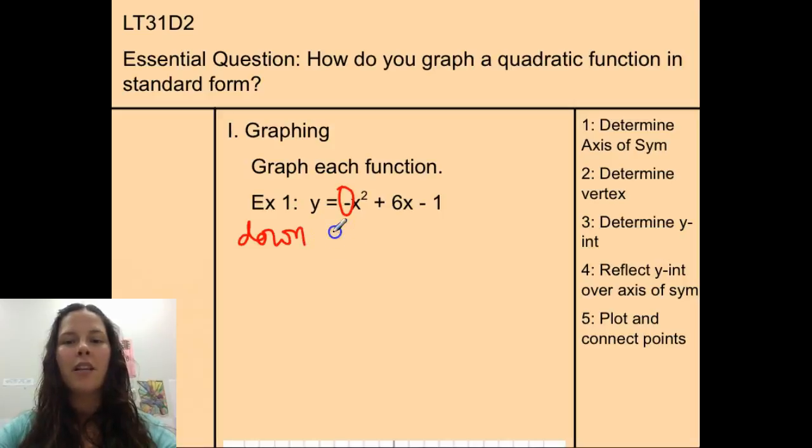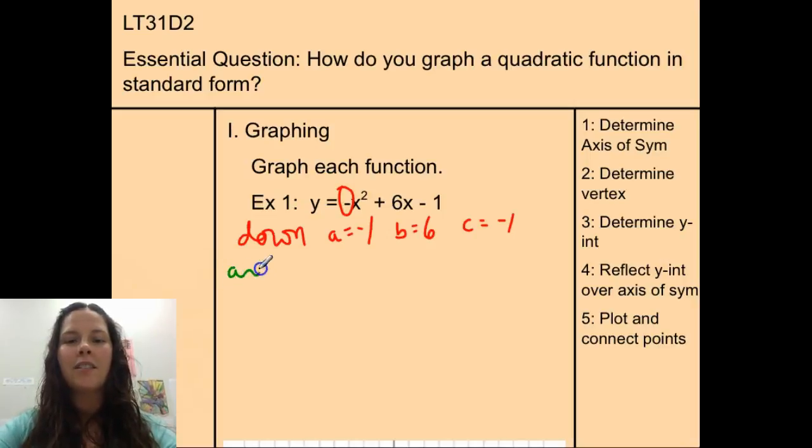Next, for standard form, we'll identify our a, b, and c values. A is the coefficient of our x squared, which we already looked at as a negative. We just have to put the 1 on the end of it. B is the coefficient of x, which is 6. C is our constant, that number all by itself with no variable, in this case negative 1.